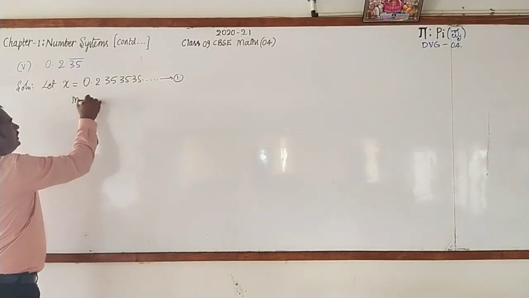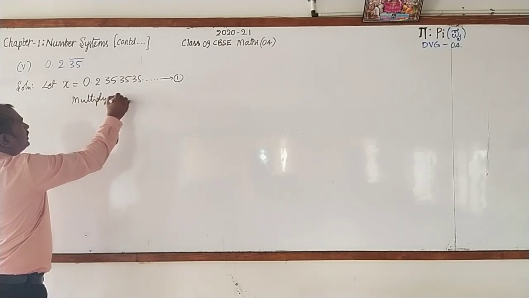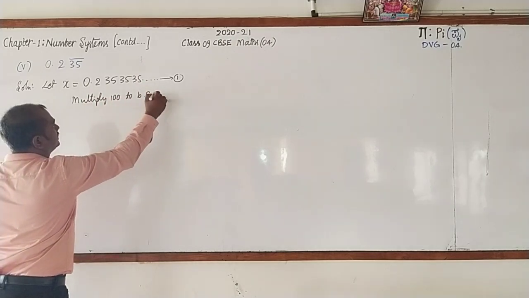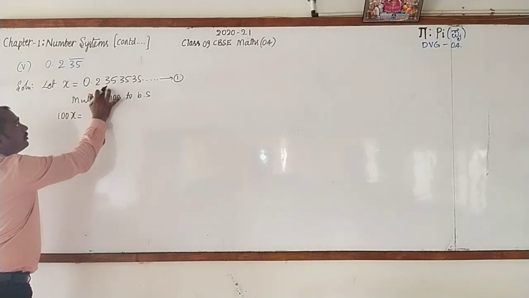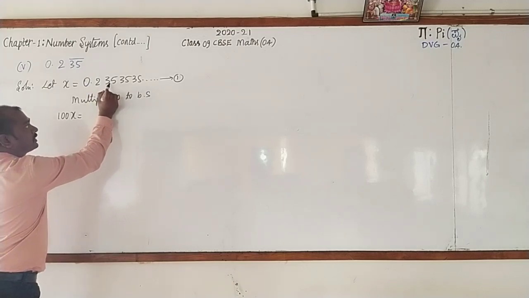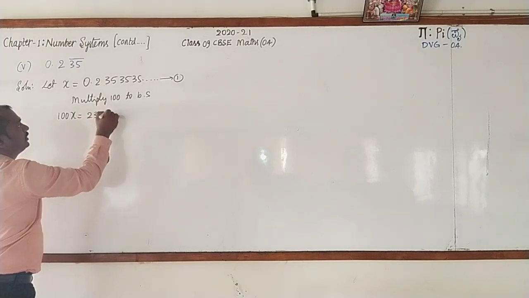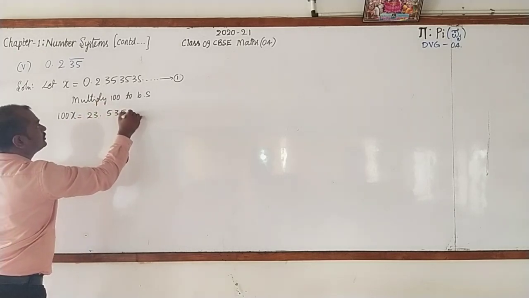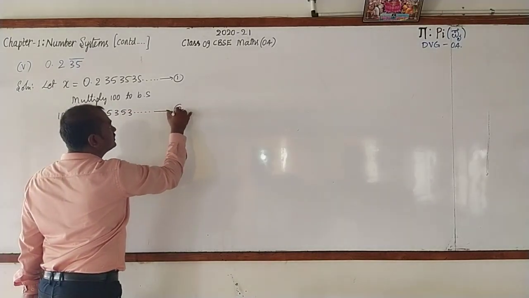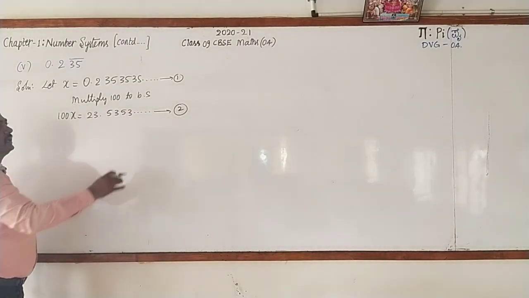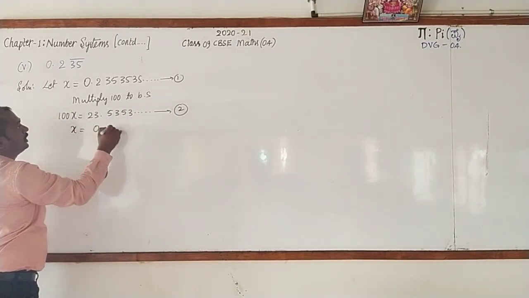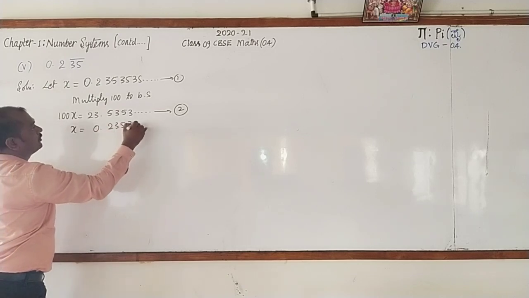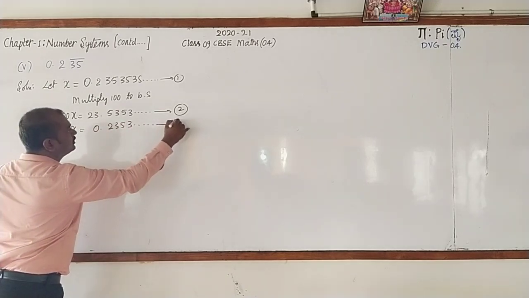Here I will write: multiply 100 to both the sides. Then it will be 100x. On multiplying by 100, the decimal comes after 23. So 23.5353 and so on. I call it equation 2. Subtract equation 1 from equation 2. That is x equal to 0.235353 and so on. It is equation 1.